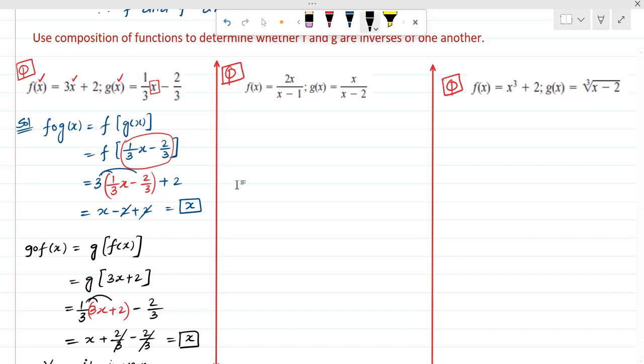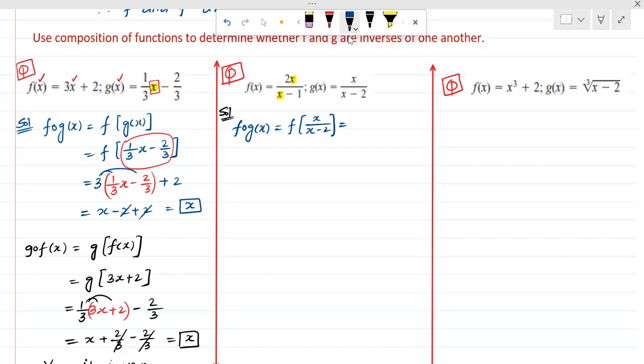Now similarly, we will take the next one. In the next problem, you will have two positions of x. In the last problem, you had only one x, but here it is 2x. So we will solve how to solve this one. f composition g of x. What is f composition g? It is f of g. What is g? This one: x over x minus 2.